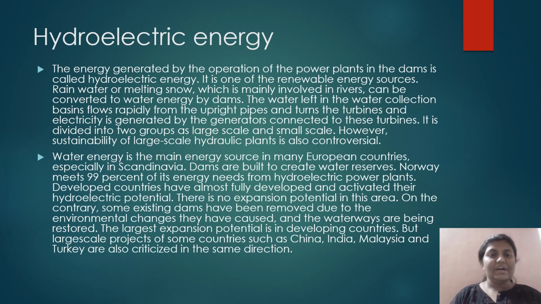Energy generated by operating power plants in dams is called hydroelectric energy. It is one of the renewable energy sources. Rainwater or melting snow, which mainly flows in rivers, can be converted to water energy by dams. Water energy is the main energy source in many European countries, especially Scandinavian ones. The dams are built to create a water reserve. Norway meets 99% of its energy needs from hydroelectric power plants.